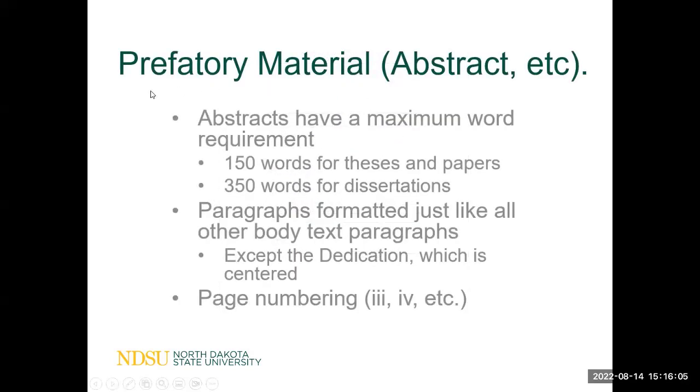Now, as you continue to go through, the prefatory material is the next thing that we're going to be looking at when we review it. I should mention that the abstract has a maximum word requirement. If you're doing a master's thesis or a master's paper, it's 150 words. If you're doing a dissertation, it's 350 words. So that's going to be the maximum. And we are strict on that. We don't allow it to go over. And the reason that we have a number is because we don't want students to write a 1,000-word abstract. We have to set a limit somewhere, and this is what was decided.